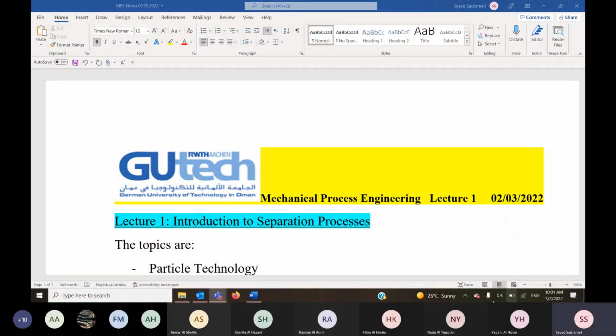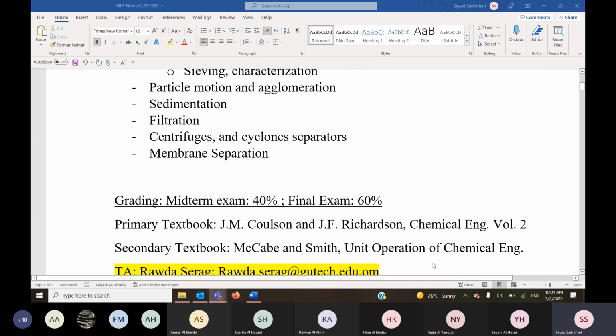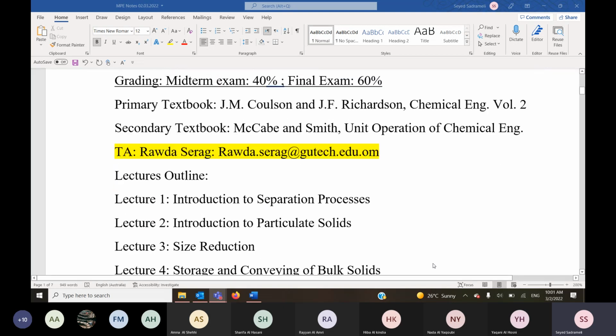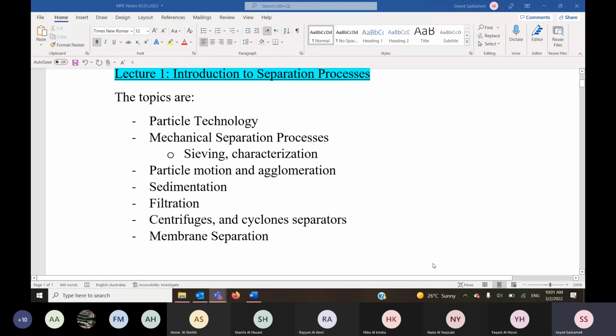The topics of this course will be particle technology, mechanical separation like sieving, characterization, particle motion, agglomeration, sedimentation, filtration, centrifuges, and cyclone separators. And at the end, we will be discussing membrane separation.